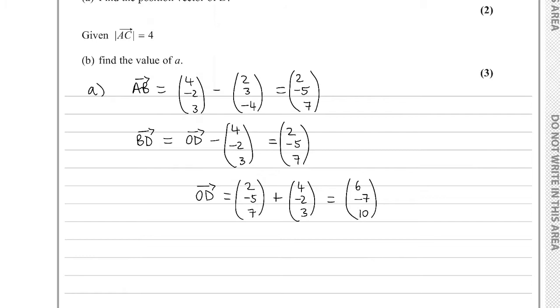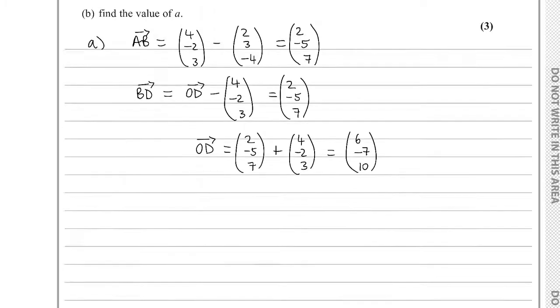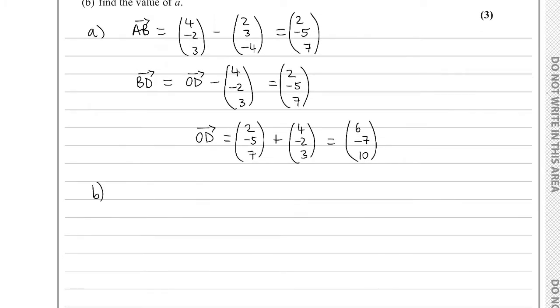And then given that the magnitude of AC is 4, for 3 marks we need to determine the value of a. Now, I will start by finding an expression in terms of this constant a for the vector AC. So AC will be (a, 5, -2) minus the position vector of A, (2, 3, -4), which is (a - 2, 2, 2).